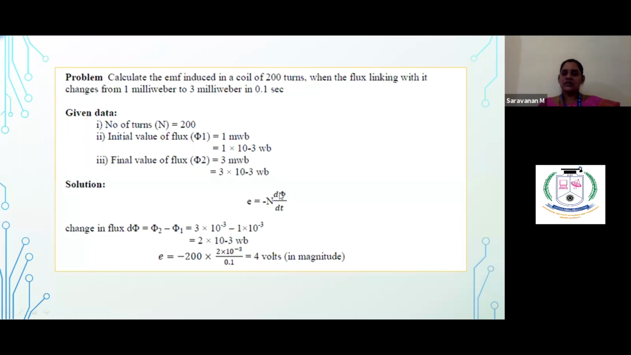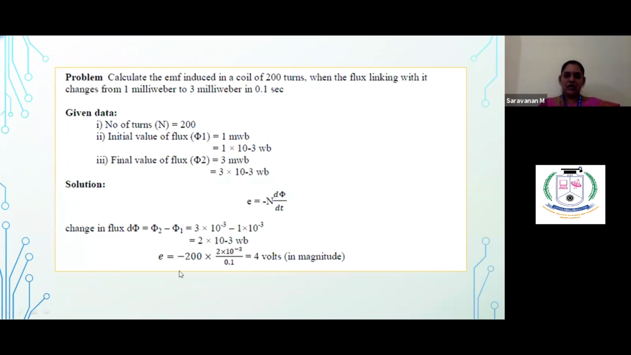How do we find the change in flux? Final flux minus the initial flux. It's changing from 1 milliweber, the initial value, to the final value, so the final value is 3. When they give milliwebers, this is the part where you people make a mistake: milli means 10 power minus 3, and you're neglecting it. So please see what the units given are, milli or micro or whatever it might be, and based on it, substitute the value. So I'm getting 2 into 10 power minus 3 Weber, which is nothing but 2 milliweber.